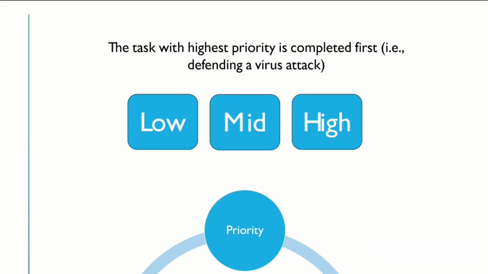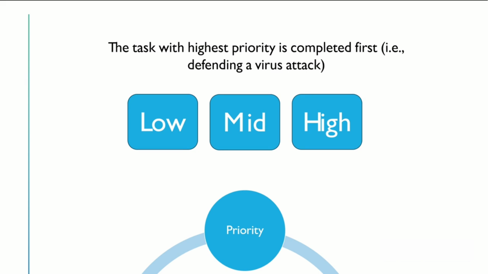The next method is priority algorithm or priority scheduling. Basically what this does, it looks at the task with the highest priority and completes that first. So let's say you're working on a video game, but you've encountered a virus attack. Of course, the video gaming will have to go back into the queue, and the task with higher priority, which is defending your computer against that virus attack, will have to be processed ASAP.